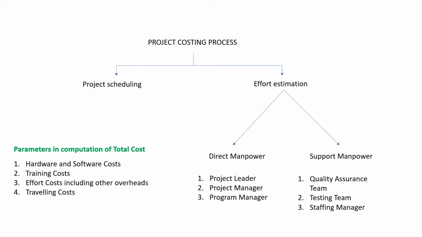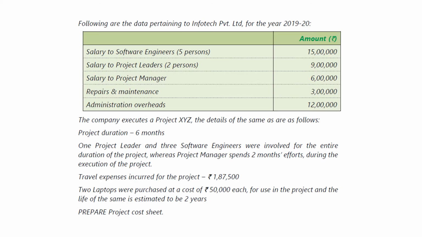Now let us see one illustrative example for better understanding. Following are the data pertaining to Infotech Private Limited for the year 2019-20. This is for the entire year. Salary to software engineers, 5 persons, 15 lakhs per annum. Salary to project leaders, total 2 persons, 9 lakhs per annum. Salary to project manager, no number is mentioned, so we will understand it is a single person, 6 lakhs. Repairs and maintenance for the entire year, 3 lakhs.